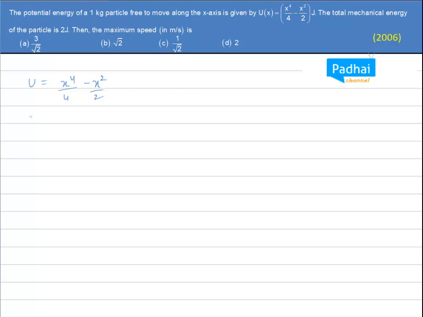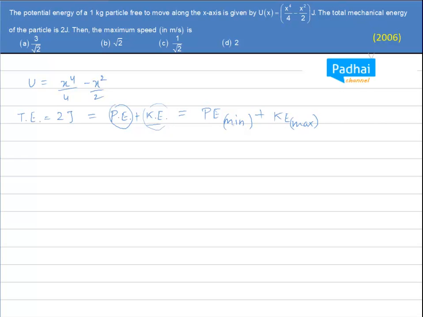So basically what is happening, total energy is fixed at 2 joules. And we know that total energy is given by potential energy plus kinetic energy, right? We have to calculate the maximum speed. When it attains its maximum speed, it will have its maximum kinetic energy. And if it has its maximum kinetic energy, then the potential energy should be minimum because PE plus KE is constant, right? So that means this should be equal to PE minimum plus KE maximum.